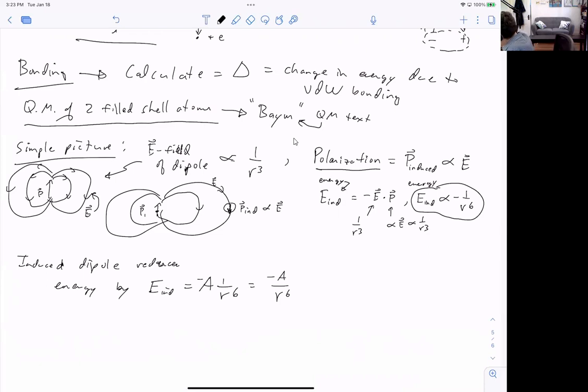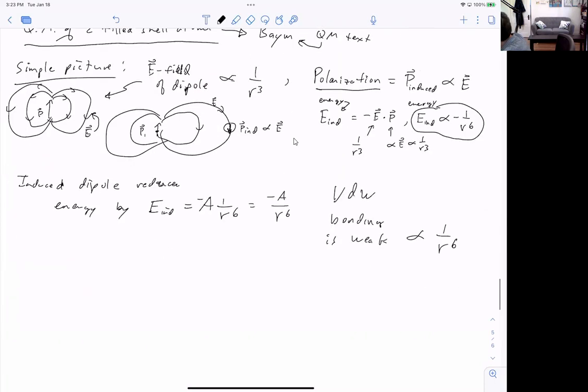Okay, so that's the bonding. The van der Waals bonding is very weak, and it falls off as 1 over r to the 6th. So if I take two neutral atoms like argon and bring them together, they're going to bond via this induced dipole business, but it's a weak bonding and it falls off very quickly as I pull them apart. And that's van der Waals bonding.